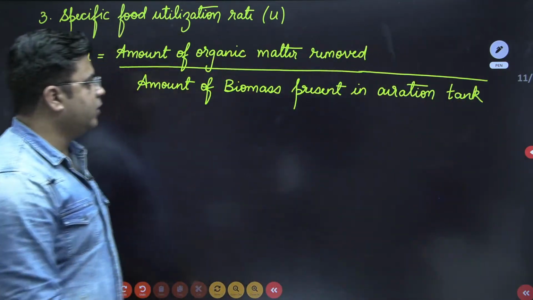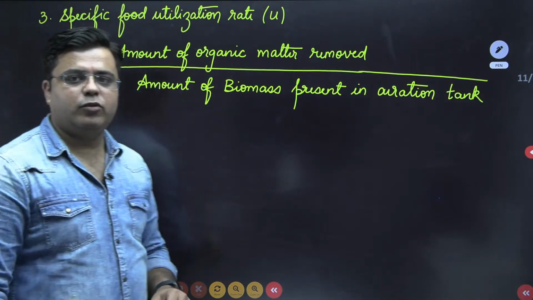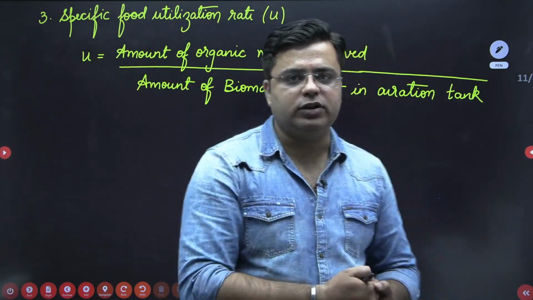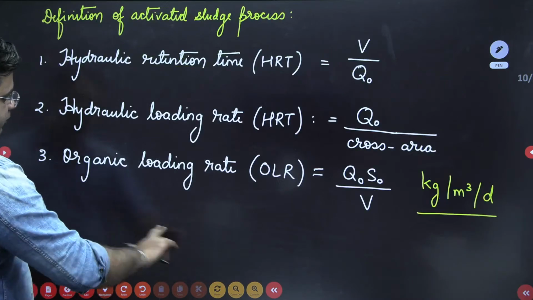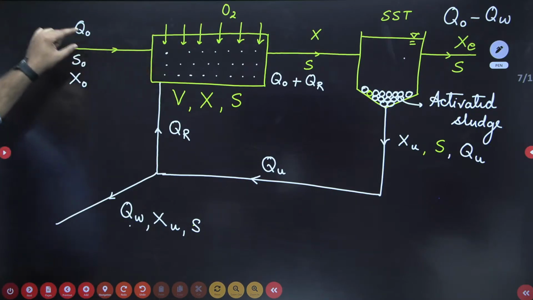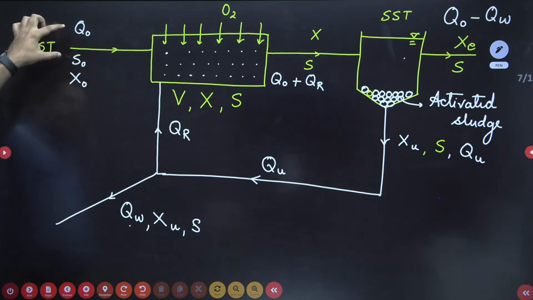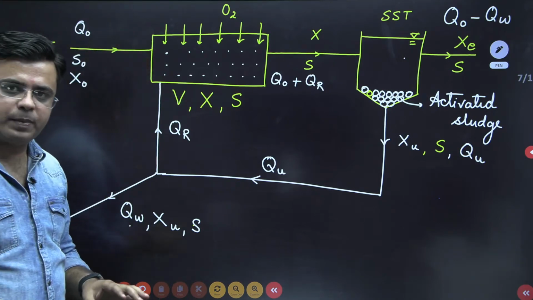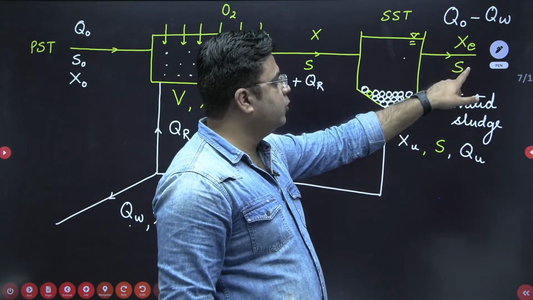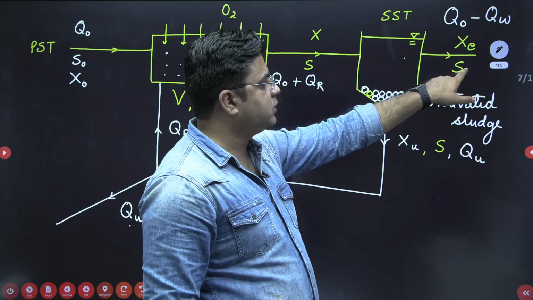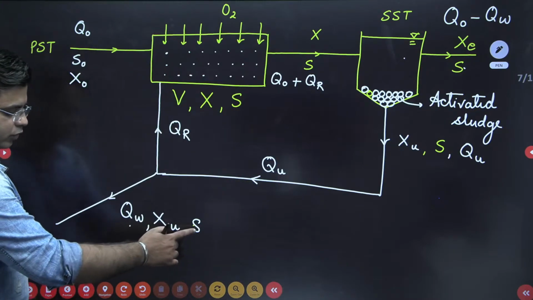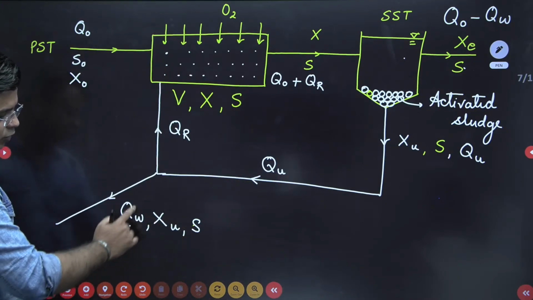Okay, so let's start one by one. So amount of organic matter removed by the system. For that, first of all, we need to know how much organic matter is entering into the system. So when you look at this flow diagram, the amount of organic matter entering into the system is Q naught into S naught. Then the amount of organic matter which is removed, one, it is removed from Q naught minus QW into S. This is the amount of organic matter removed from here. And one more, QW into S. This is the amount of organic matter removed from here, right?